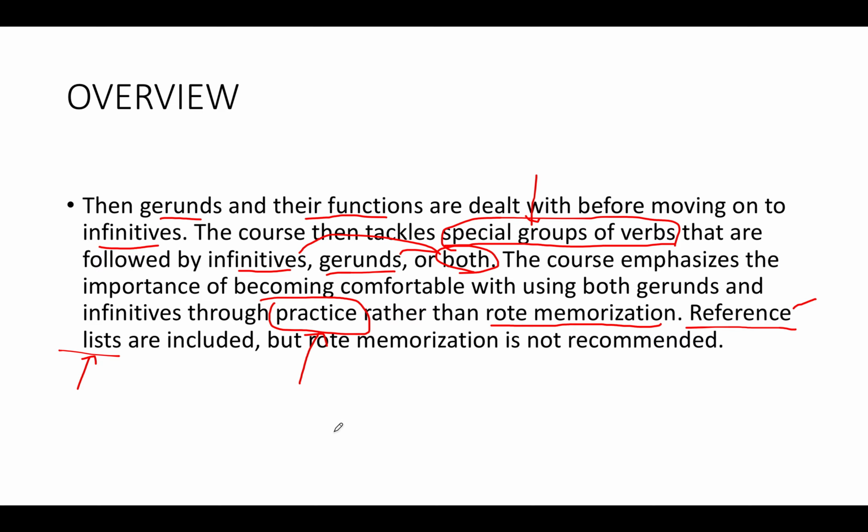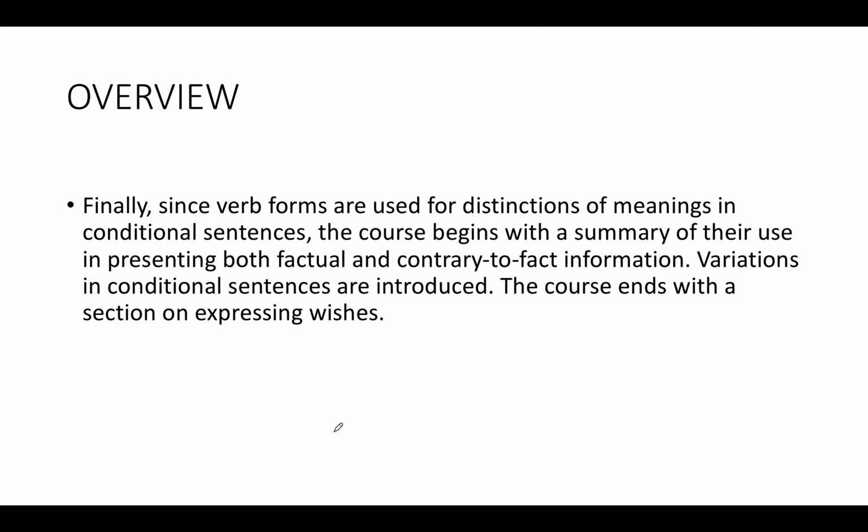So after that, dealing with gerunds, we're going to move into the last chapter, which is about conditionals. Finally, since verb forms are used for distinctions of meaning, the course begins with a summary of their use in presenting both factual and contrary to fact information. So we will deal with conditionals type 0, 1, 2, 3, and we will go through the changes in the verb forms, and also the result regarding the meaning of the conditional sentences. Sometimes they can have factual information, sometimes contrary to fact information.